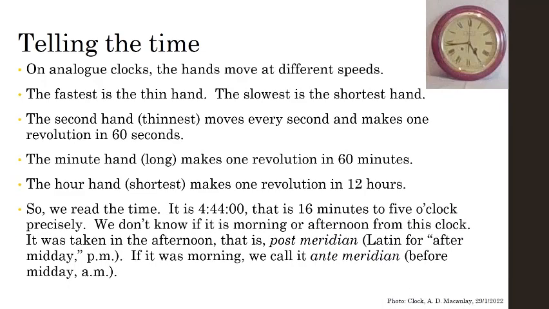So we read the time. It is 4:44:00. That is, it is 16 minutes to 5 o'clock precisely. Now, we don't know if it's morning or afternoon from this clock. The photo was actually taken in the afternoon, that is post-meridian, which is a Latin phrase for after midday, and we abbreviate that to PM. If it was taken in the morning, we'd call it ante-meridian, before midday, or AM.